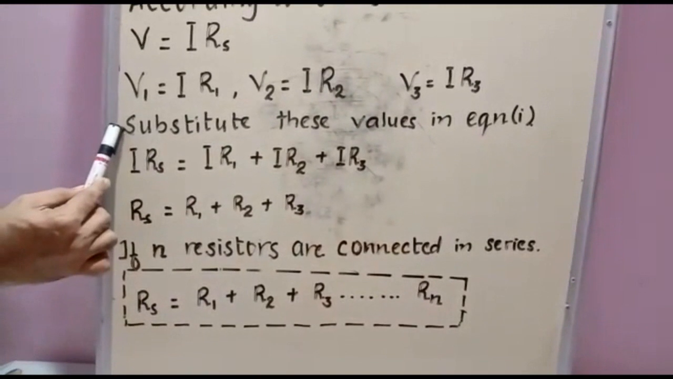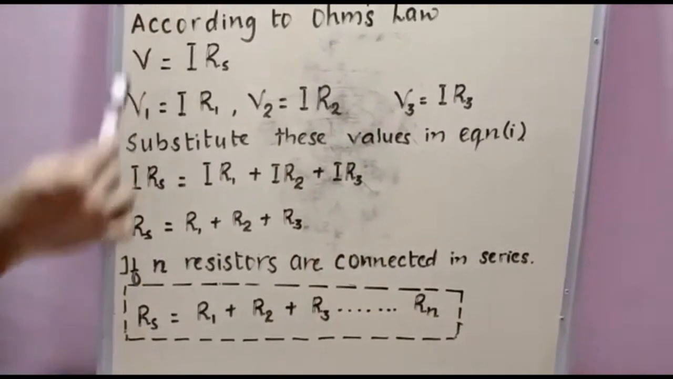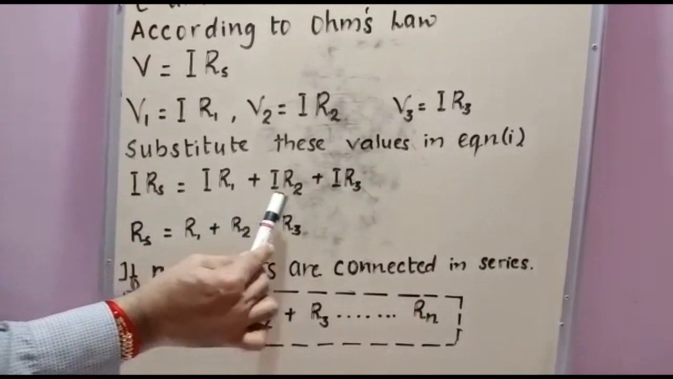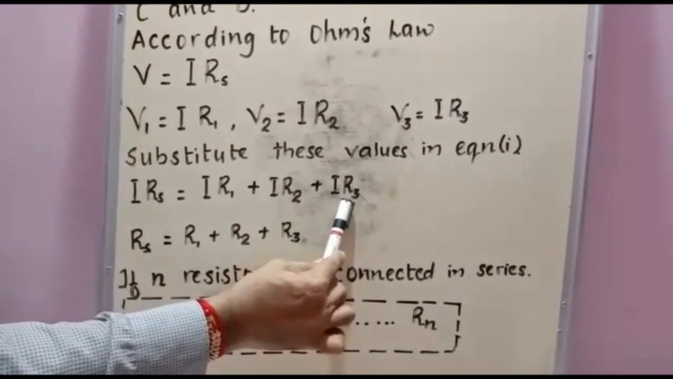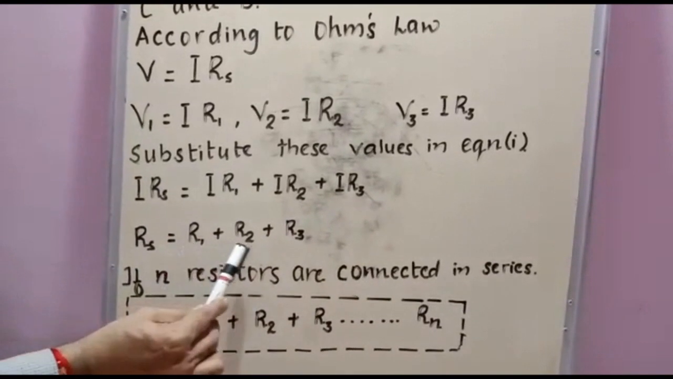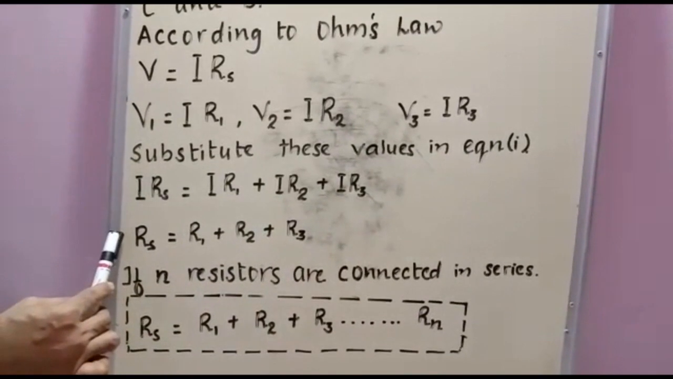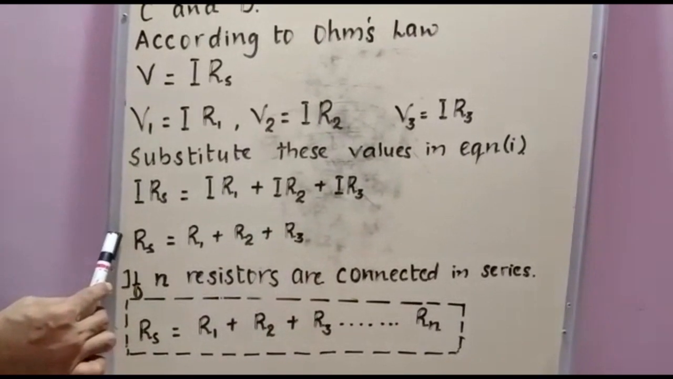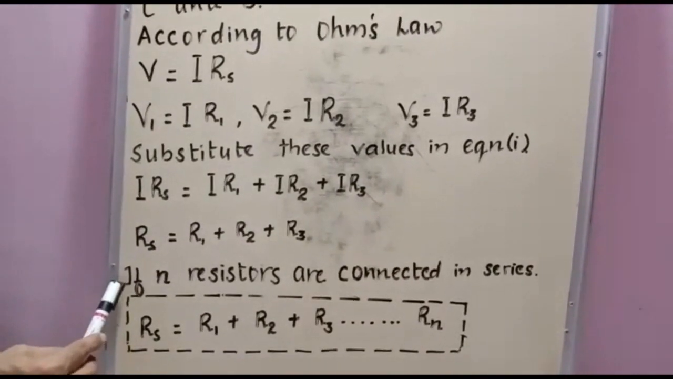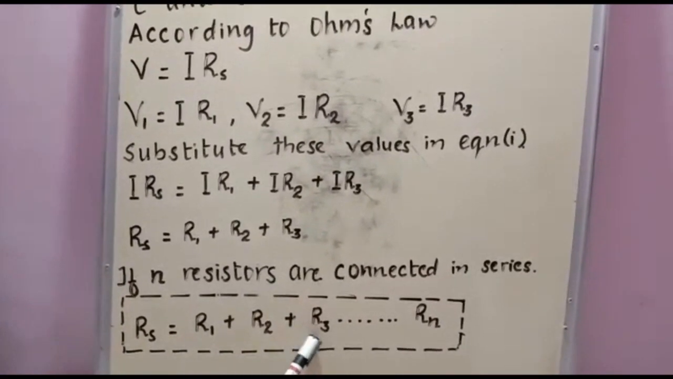Now these above values we will substitute in equation 1. That is here, V equals I RS. V1 equal to IR1 plus V2 equal to IR2 plus V3 equal to IR3. Because I is common, we'll take it out. So RS will be equal to R1 plus R2 plus R3. So this is the derivation for resistors connected in series. This derivation will not only hold good if 3 resistors are connected in series, but even if n resistors are connected in series, then RS will be equal to R1 plus R2 plus R3 up to Rn.